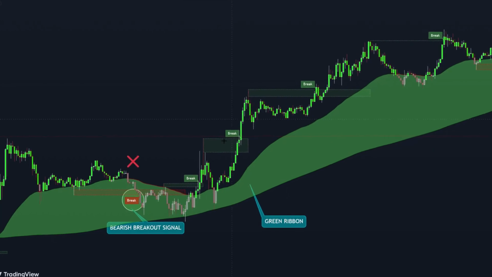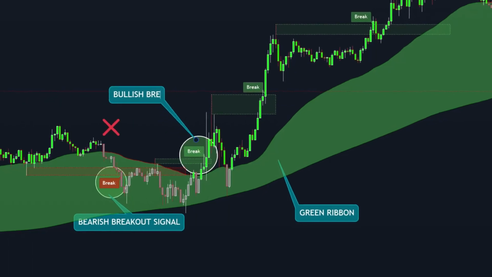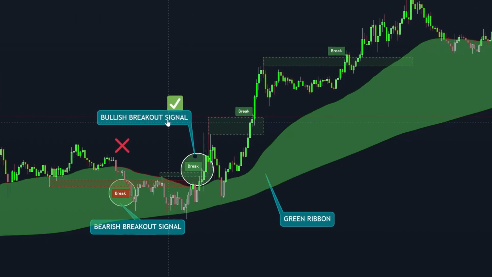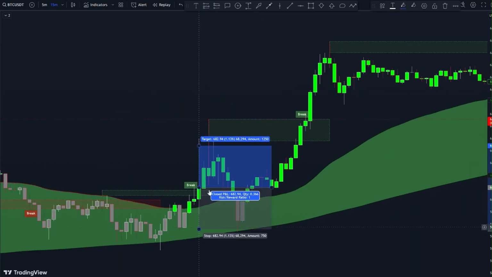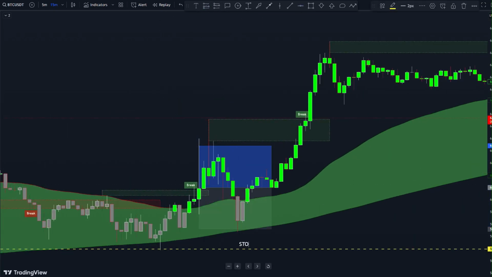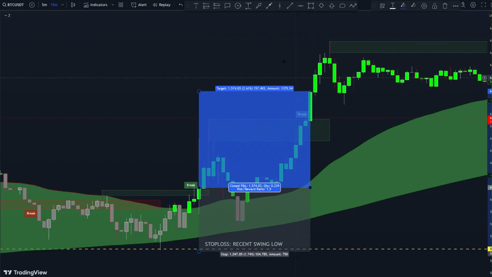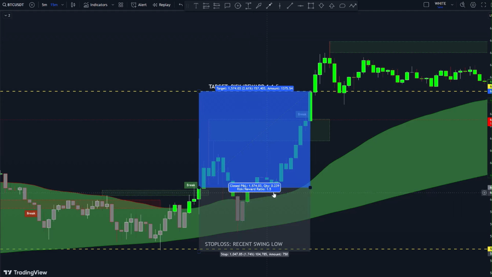These signals will be filtered out because they go against the overall trend. However, the next signal is a bullish breakout in an upward trending market, so we're good to go. We can enter a buy trade at the close price of the signal candle. For the stop loss, we'll set it at the most recent swing low of the market. In my opinion, this is the best strategy for setting the stop loss. As for the target, you can set it to a risk to reward ratio of 1 to 1.5. This means if you're risking $100, your target profit will be $150.